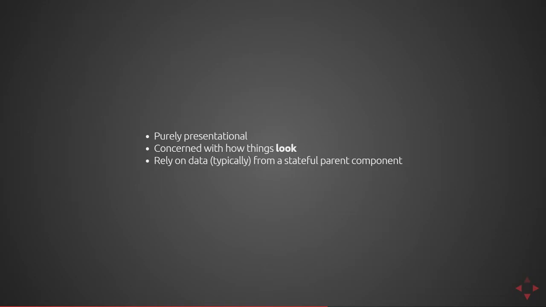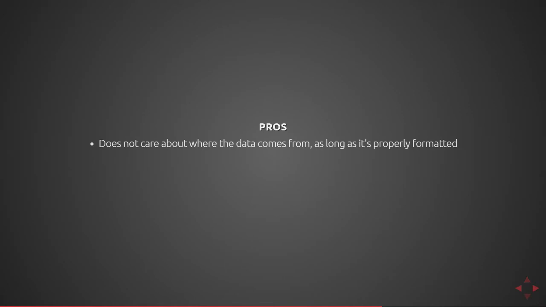Next, we're going to talk about dumb components. These are purely presentational components. They're concerned with how things look on the screen. They rely on data being passed in from a stateful parent component or a smart component. There are a few pros associated with dumb components. They do not care where the data comes from as long as it's properly formatted. So you can feed a dumb component from any number of different data sources.